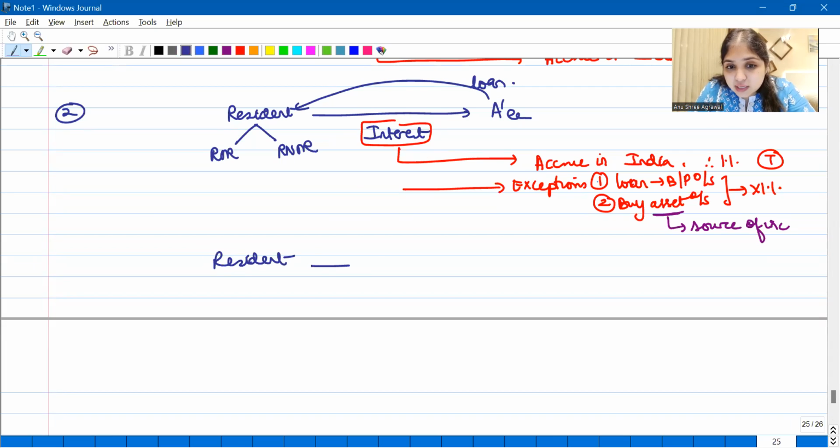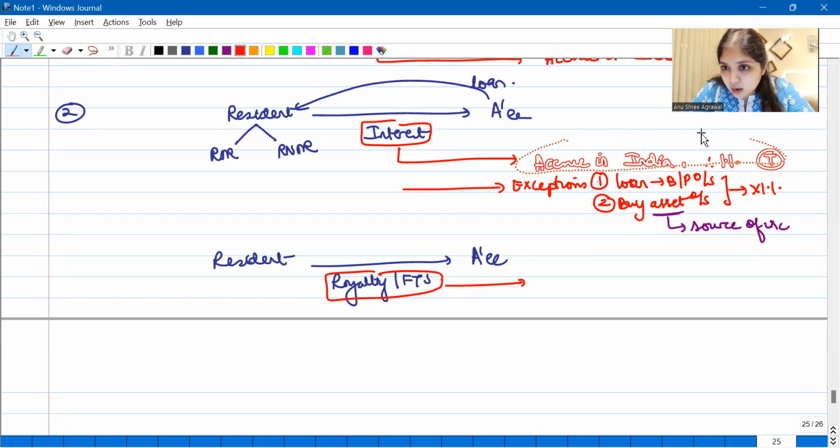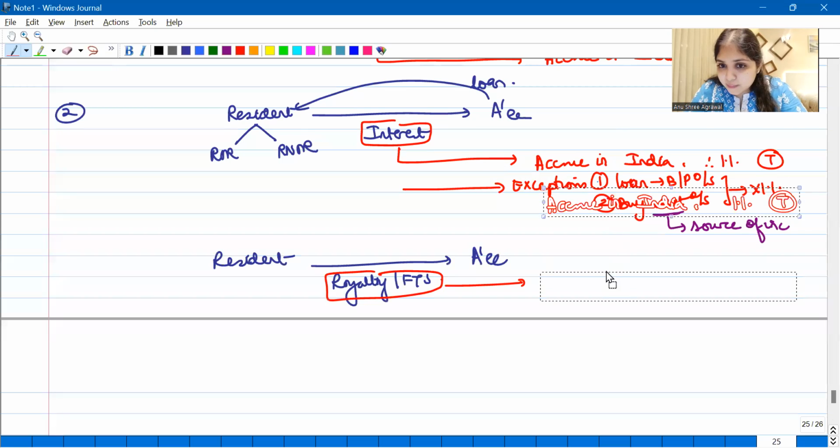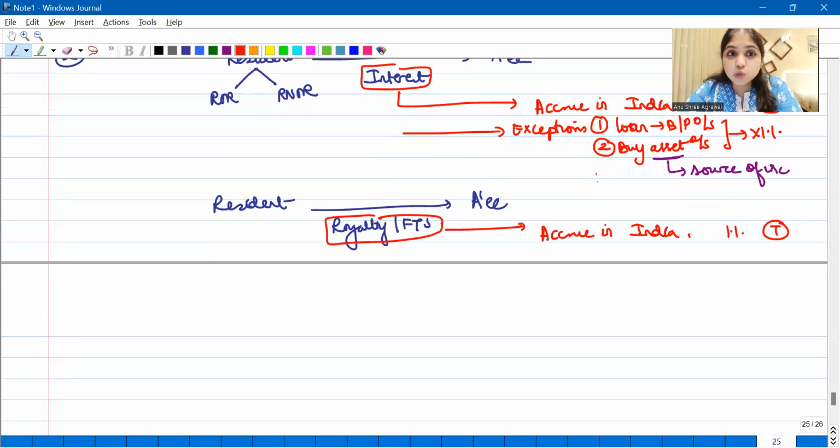If resident is giving your assessee royalty, or if he is giving your assessee FTS, guys, resident is giving, so immediately what will your answer be? Immediately your answer will be that it is going to accrue in India, therefore it becomes an Indian income, and therefore it's going to be taxable. Now tell me, only resident interest, I told you 2 exceptions. Everywhere else, how many exceptions I told you? Everywhere else, only 1 exception. So even over here, you will have only 1 exception.